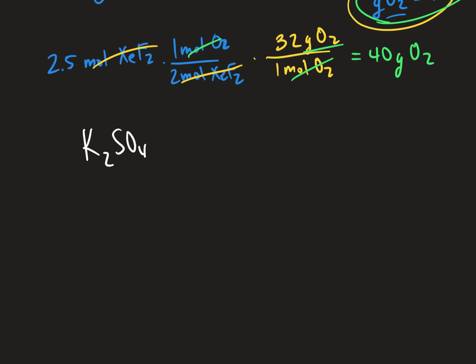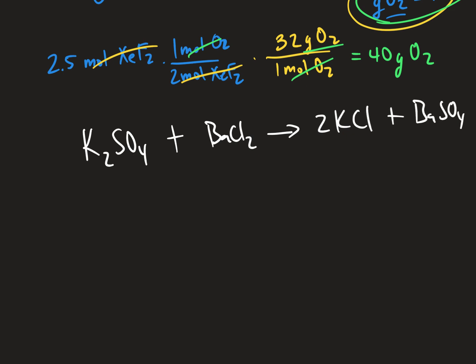Potassium sulfate plus barium chloride gives us 2 potassium chlorides and barium sulfate. What kind of reaction is this, ladies and gents? Double swap. It's a double replacement reaction, so is it redox? That means it's not redox. If it's double replacement, it's not redox. It must be either acid, base, or precipitation. What is it?